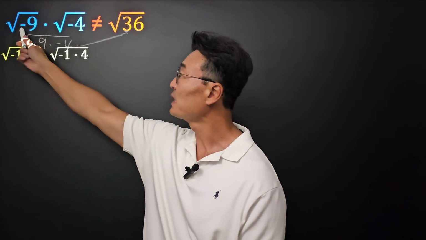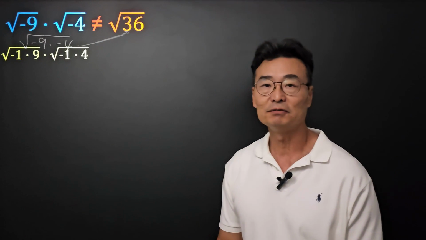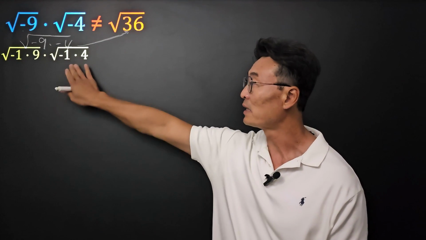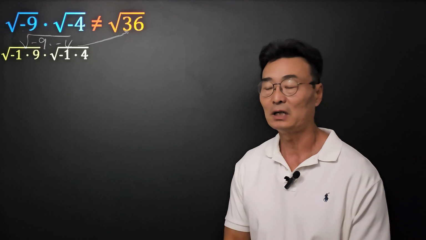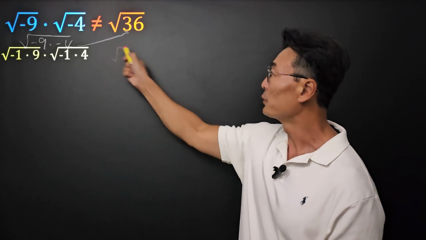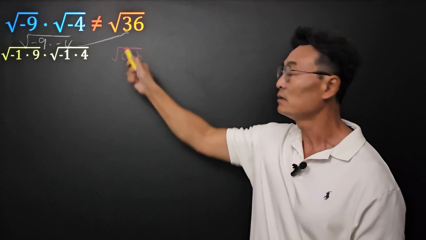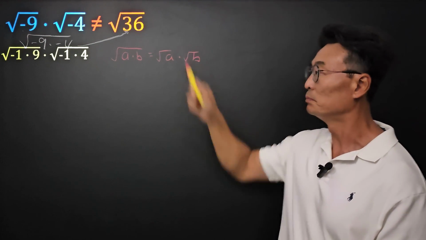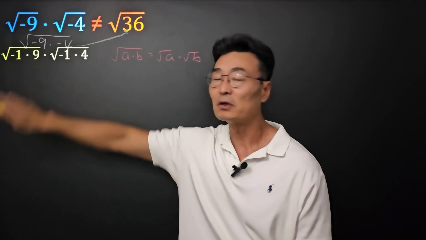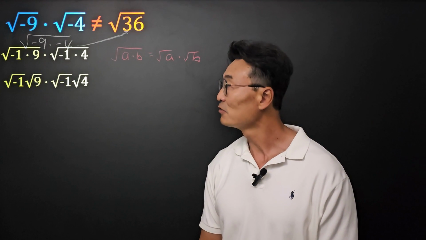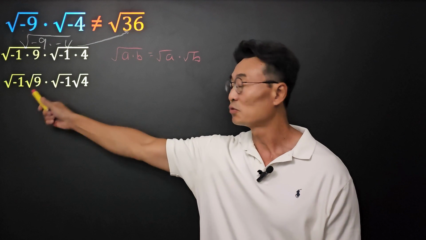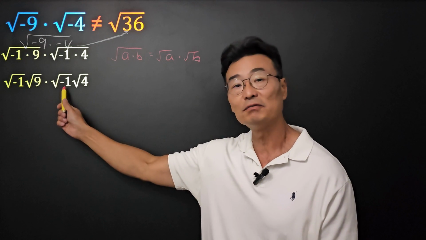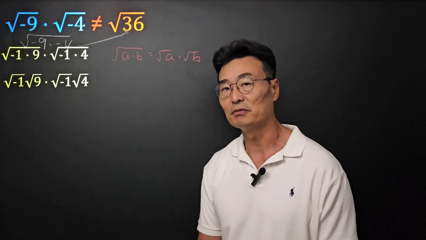We want to first go ahead and rewrite the square root of negative 9 into the square root of negative 1 times 9. And also, the square root of negative 4, we want to rewrite it as the square root of negative 1 times 4. Then, using the rule where we have the square root of a times b equals root a times root b, we want to go ahead and rewrite the square root of negative 1 times 9 as the square root of negative 1 times the square root of 9, and also the square root of negative 1 times 4 as the square root of negative 1 times the square root of 4.